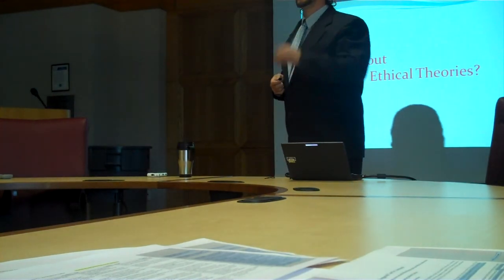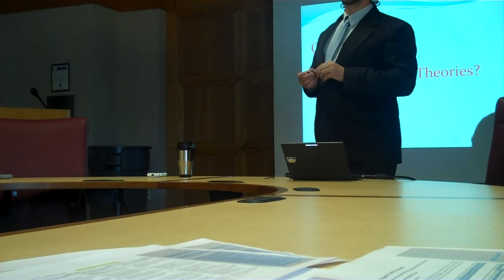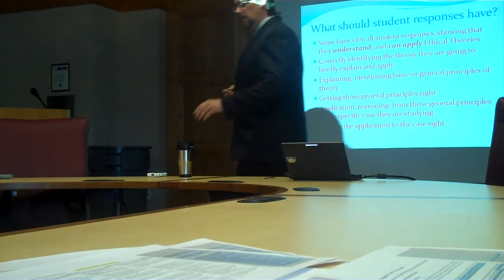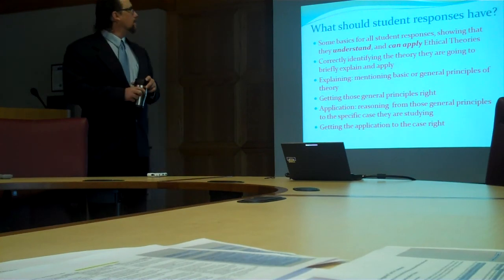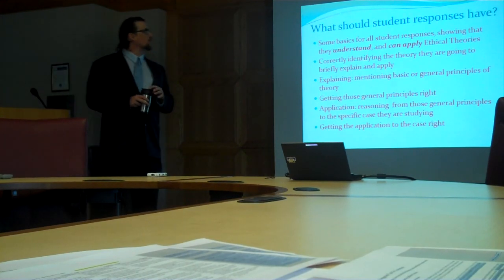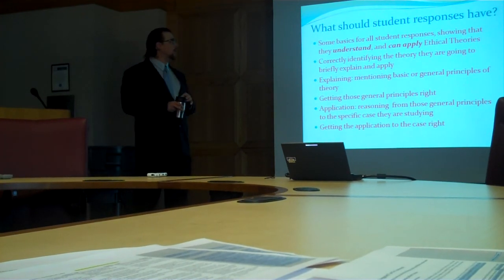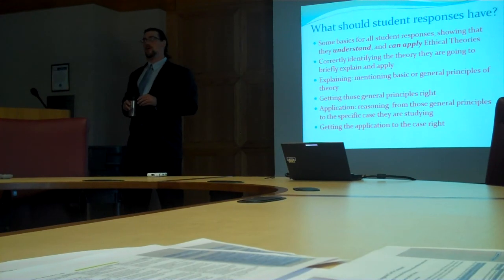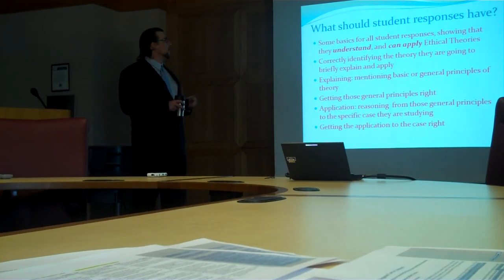Do you guys have any other questions about these five ethical theories at this point? Okay, so I'll go on. So what should your student responses have? There are some basics for all student responses that tell you that they understand and can apply ethical theories. They have to be able to correctly identify the theory. So if they're writing about something and they're calling utilitarianism egoism, they're kind of fuzzy-headed about that.